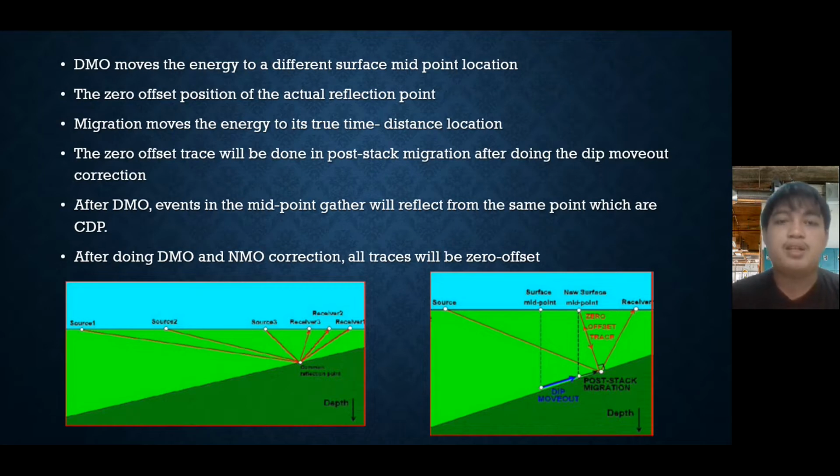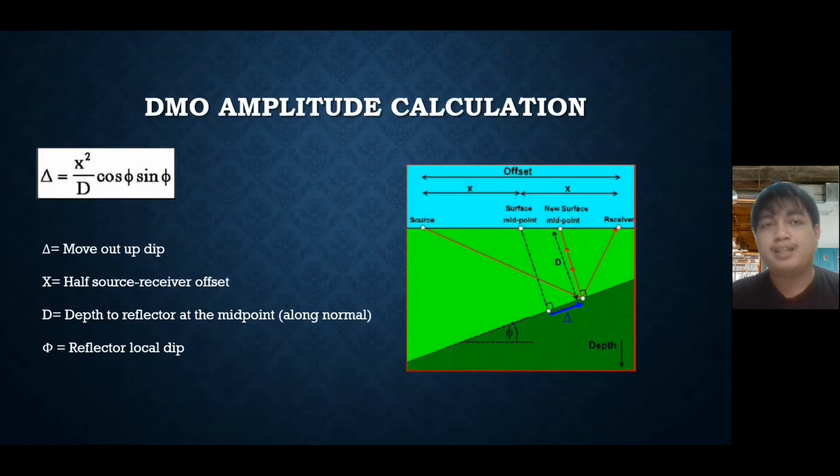After DMO, events in the midpoint gather will reflect from the same point, which is the CDP or common depth point. After doing DMO and NMO correction, all traces will be zero offset. So we can say that we can exclude the ones that we didn't need, and we can observe the ones that we truly need from what we can see in our next example.